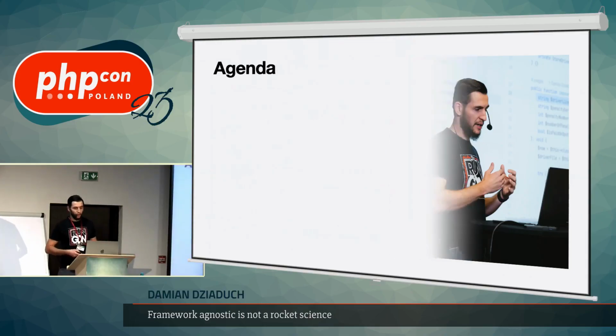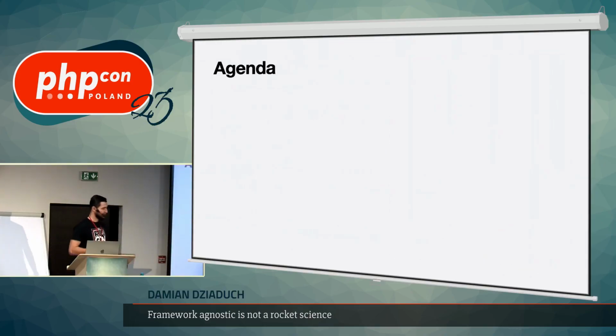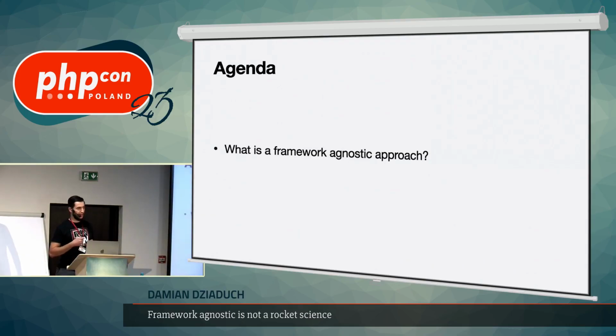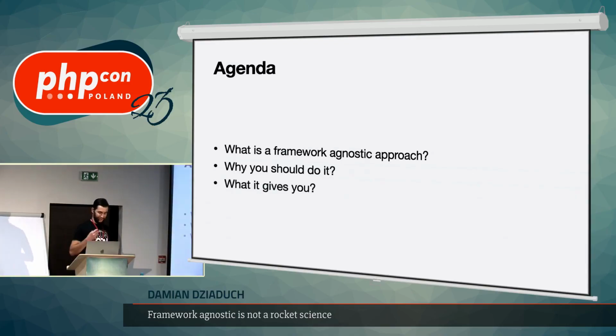So let's take a look at what will be in this presentation. Let's look at the agenda. First, I want to answer the question: what is the framework-agnostic approach? Then I want to show you why you should care and why you should do this. Third, I want to name the benefits that this approach will give you. And finally, I want to show you in detail how we are doing it. There will be, maybe not live coding, but I will show you some code.